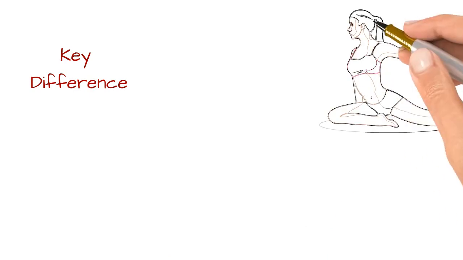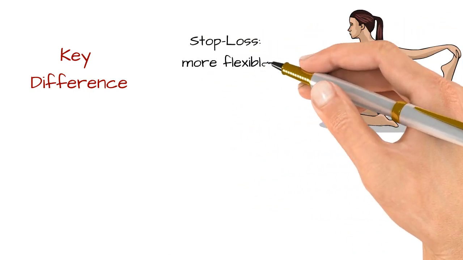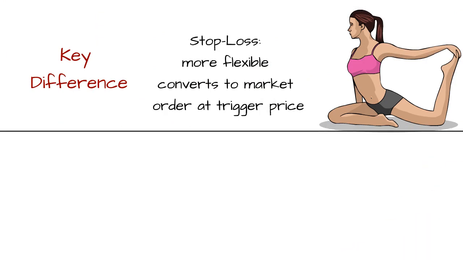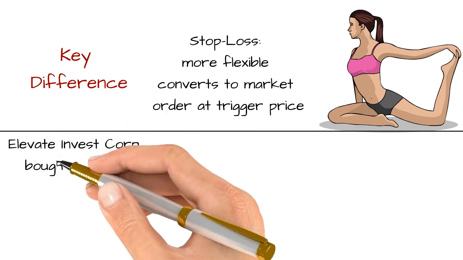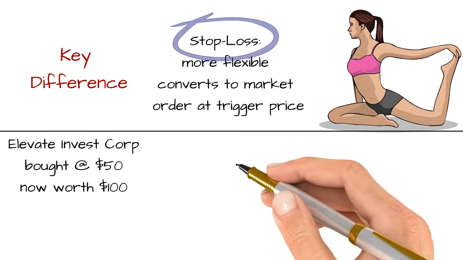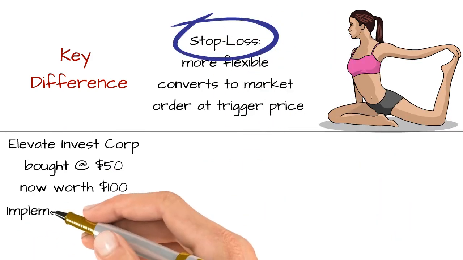Now the big difference between a stop loss and a stop limit order is a stop loss is more flexible in that it becomes a market order once the trigger price is reached. So let me give you an example. Let's say you own shares in Elevate Investment Corporation and you bought them a year ago for $50 a share and now the shares are worth $100. You want to mitigate risk, so you implement a stop loss order at, let's say, $80 a share.